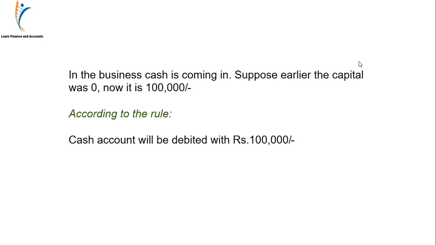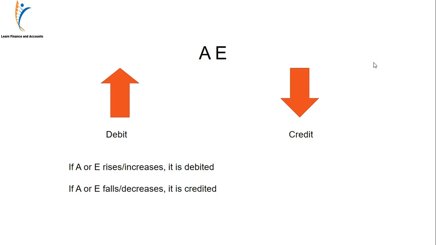I had told you to take a picture of this or write it on a sheet of paper, so you can refer to it again. Should I show you that drawing? Okay. So when A or E rises, the account is debited. This happens in the case of assets and expenses, and cash is an asset. Cash is coming into the business, it is rising from 0 to 1 lakh rupees. It is rising, so the account will be debited.